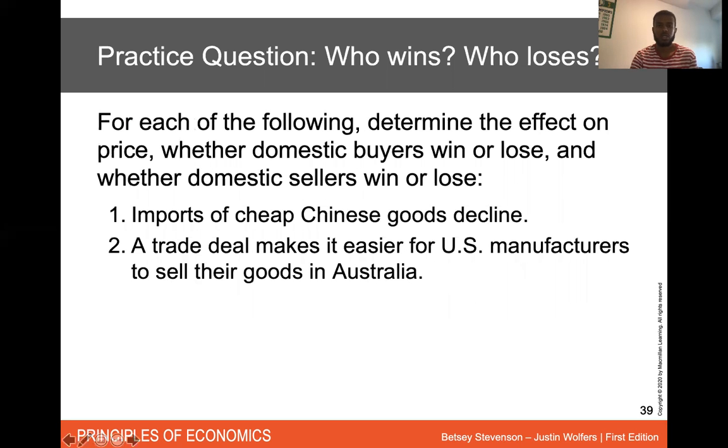So who wins and who loses? Some practice questions. For each of the following, determine the effect on price, whether domestic buyers win or lose, and whether domestic sellers win or lose. This is something you can do on your own and just think about. If you have any questions, you can come to my office hours or email me or message me on Slack, and I can tell you what I think of your answer, if it's accurate, if it makes sense or not. So I'll let you do that one.